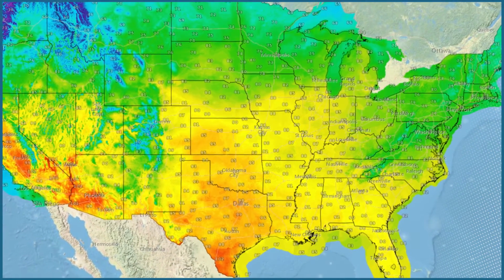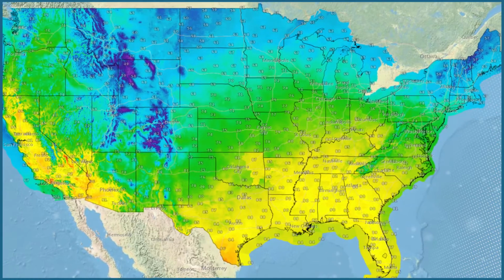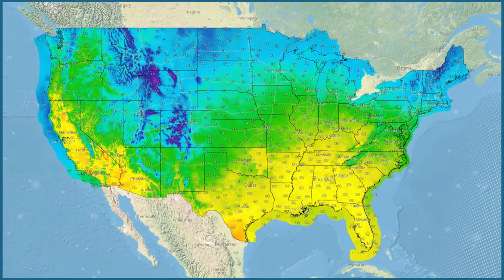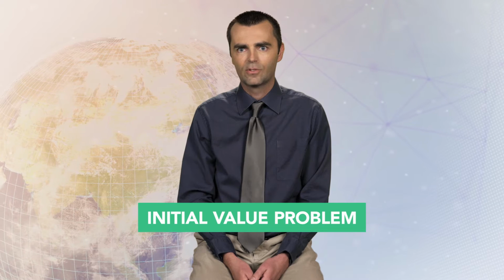From that initial state, the model steps ahead in time and makes a forecast for the next several days. This weather forecast depends on its initial conditions. This is why weather forecasting is commonly called an initial value problem. It relies on good observations of the weather at the time the model starts its forecast.